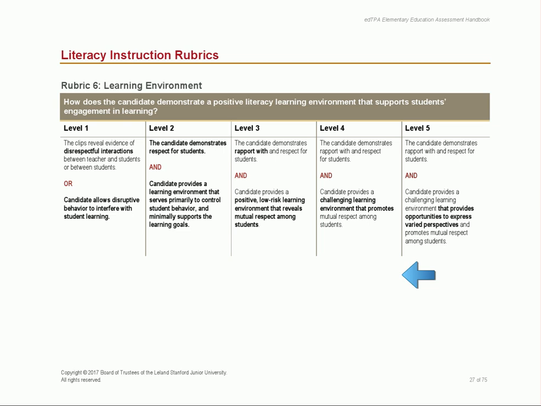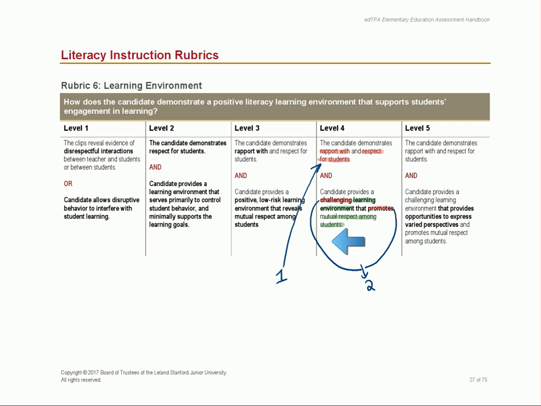So if we look at the top of this prompt, we'll see that the top of the prompt is the same. The candidate demonstrates rapport with and respect for students. So that's the same as 3. And, okay, so here are the differences. Whereas 3 was positive low-risk learning environment, the candidate to reach a 4 needs to provide a challenging learning environment.